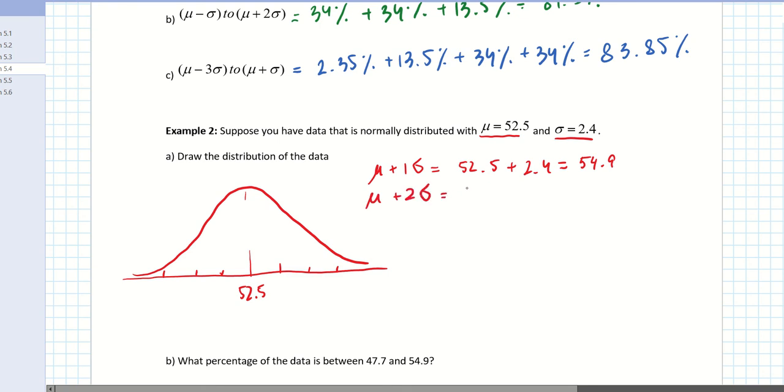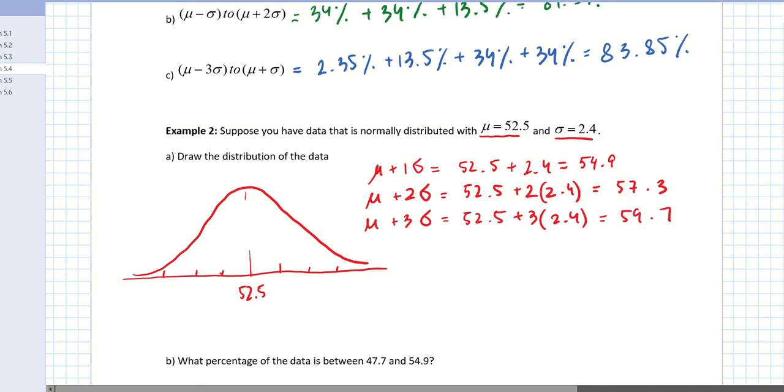And then we can do mu plus 2 sigma. So that's going to equal the mean, which is 52.5 plus 2 times 2.4. And this equals to 57.3. So we multiplied 2 times 2.4 and then added the mean. Let's do one more. Let's do mu plus 3 sigma. So we keep going to the right. So this is going to be 52.5 plus 3 times 2.4, which is going to be 59.7. So those are all the values on the right side.